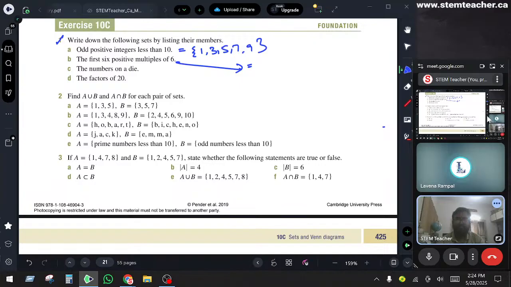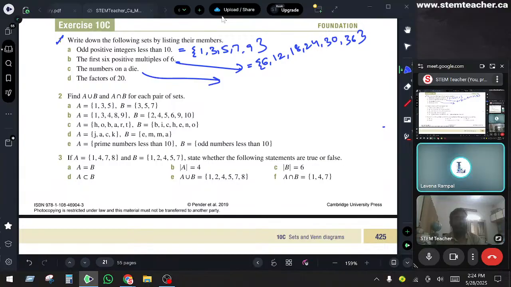The first 6 positive multiples of 6. What are the first 6 positive multiples of 6? 6, 12, 18, 24, 30, 36. They are the first 6 multiples. Next.